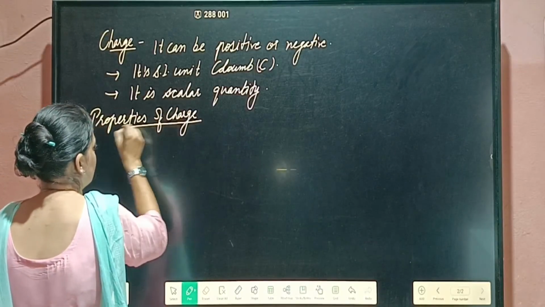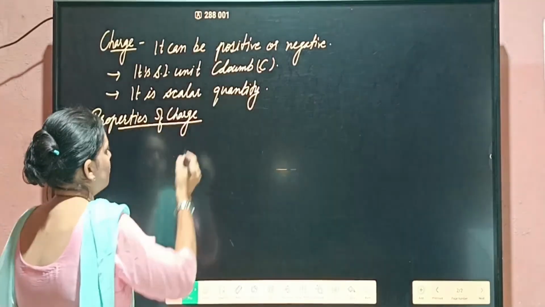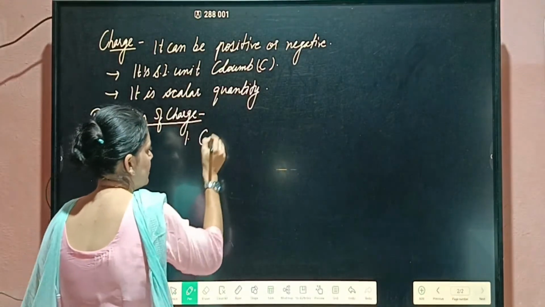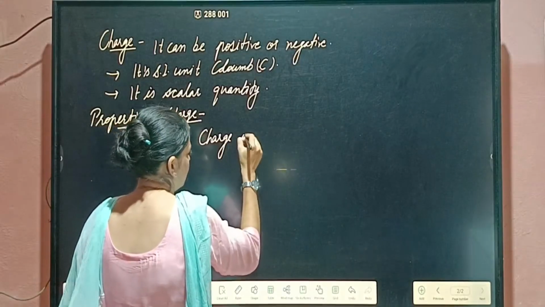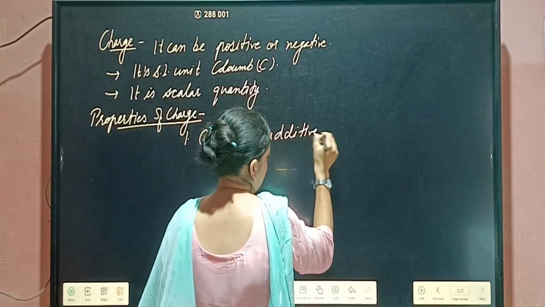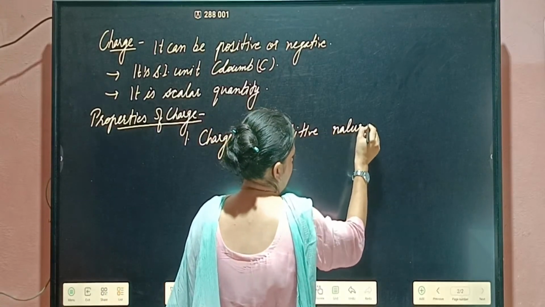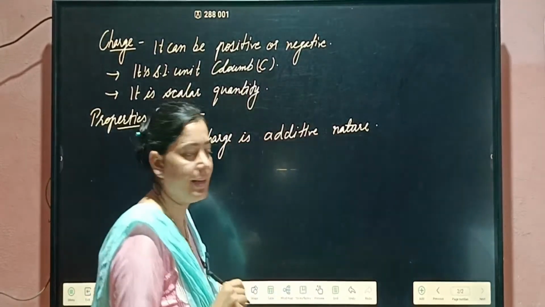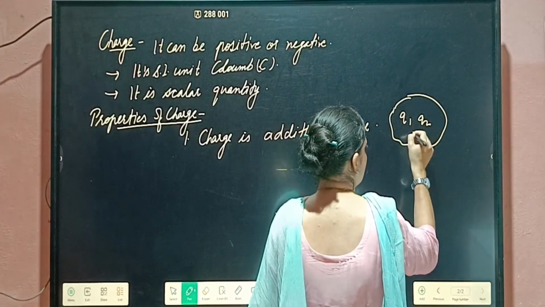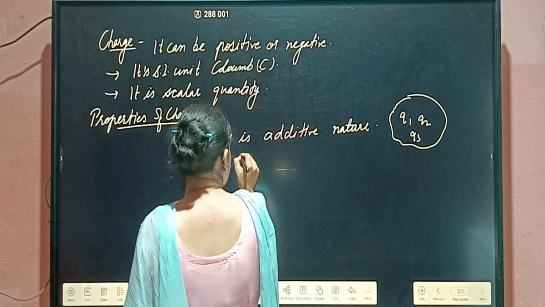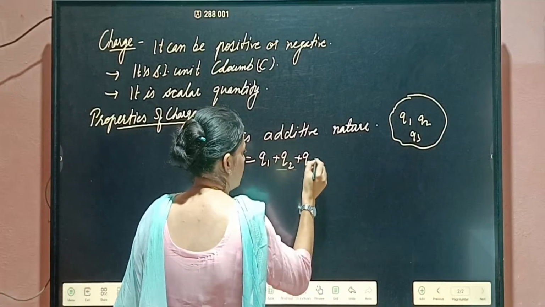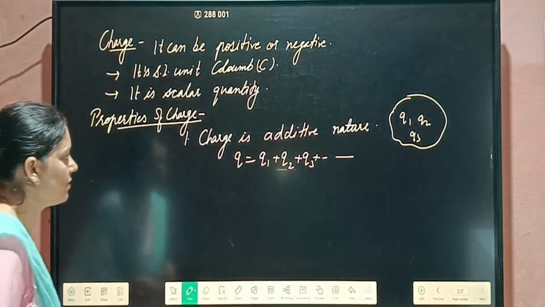Properties of charge. Okay, so properties of charge, here we can write it. The first property: charge has additive nature. If on any surface many charges are there, Q1, Q2, Q3 on any conductor, we can write their total charge Q will be equal to Q1 plus Q2 plus Q3. Like this.